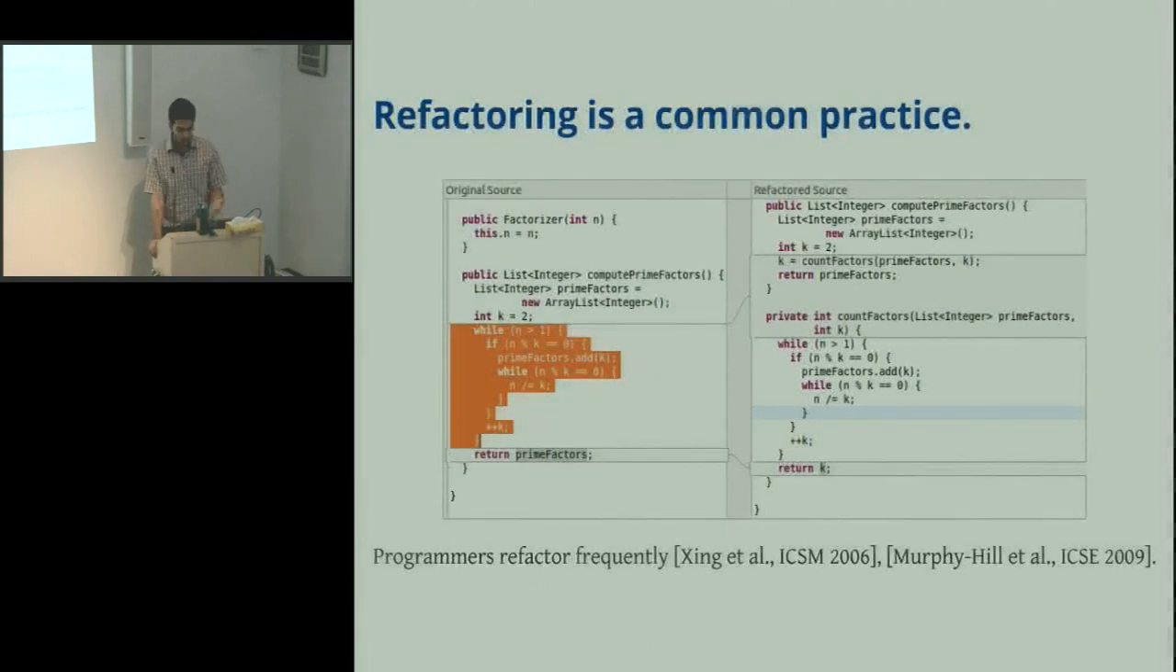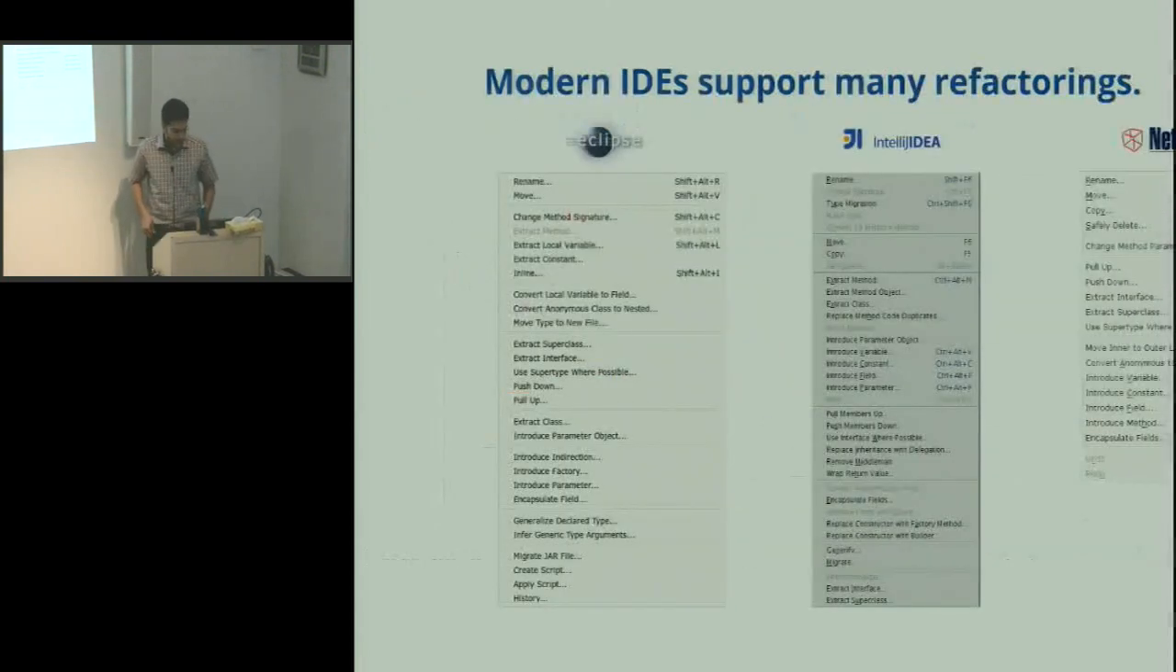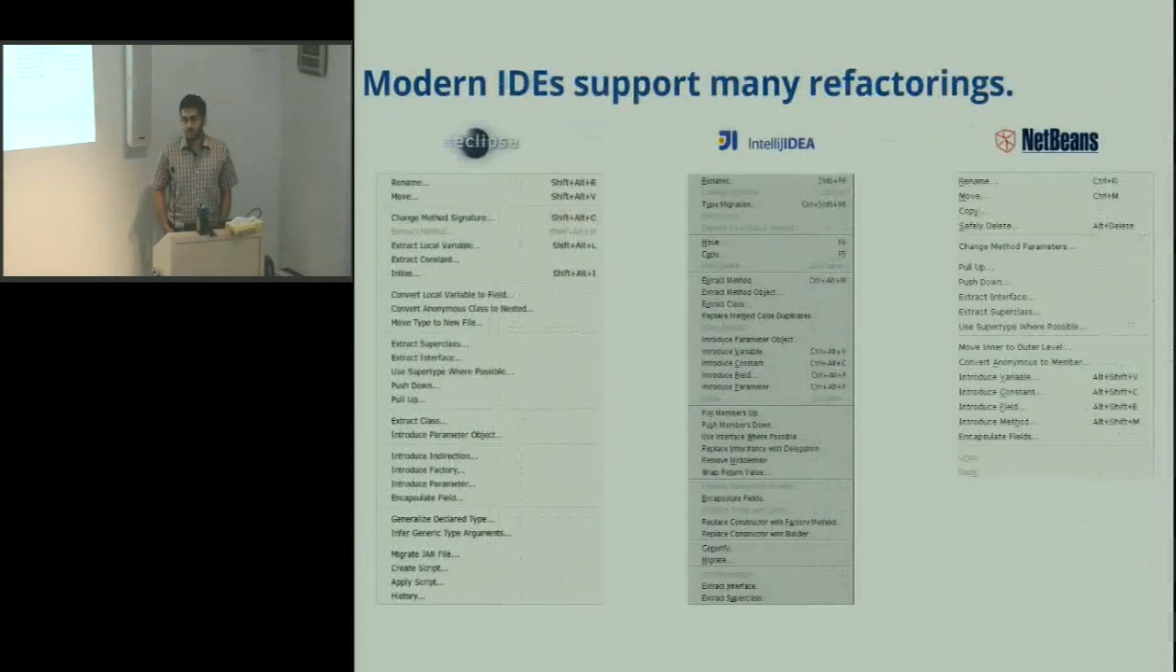This is an example of extract method refactoring, which can be done either manually or using a tool. Today, modern IDEs support many refactorings. The first refactoring tool was developed about 15 years ago. Nowadays, pretty much every IDE supports many refactorings.